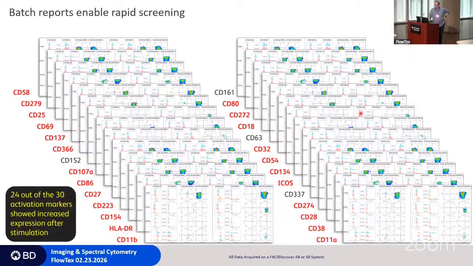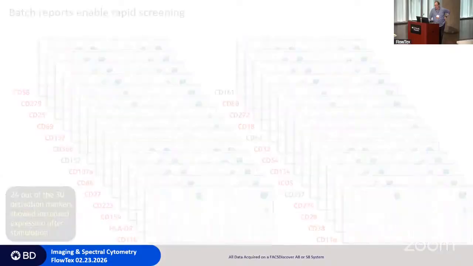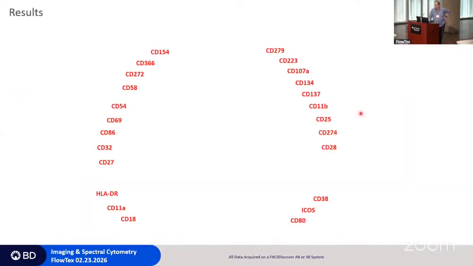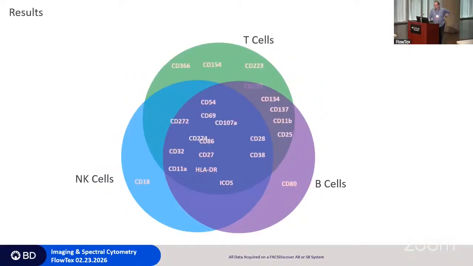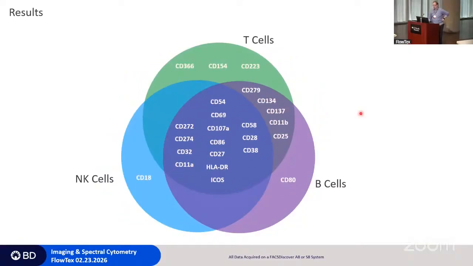So what I found was that out of the 30 markers, there were 24 that showed increased expression after activation, whether it was poly-IC or CD3, CD28. And of those 24, they distributed to different cell types. In this case, you can see I've got T cells in green, NK cells and B cells. Those are the 24 markers that showed an increase in expression after activation. Some of them were common to all 3 cell types, so I've got a collection that showed increased expression in all 3. I've got some that were specific to NK cells or B cells, and then a handful that were specific to just T cells.